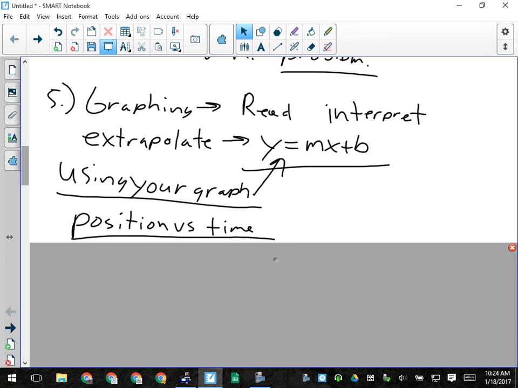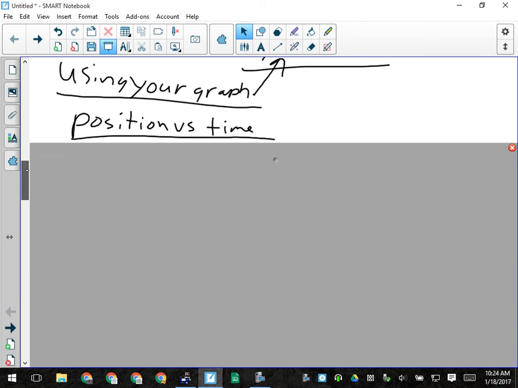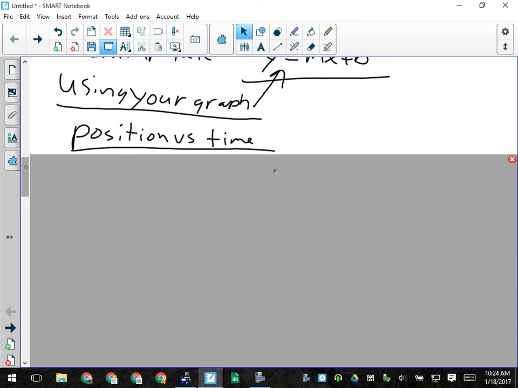All right, the types of graphs we went over. Position versus time was the first kind that we went over. What kind of things can we get from a position versus time graph? Or what can I read directly off a position versus time graph? Which words did I just accentuate there? Time and position, right? I can read directly off of a position versus time graph the position of an object at any point in time. That's what it tells me.